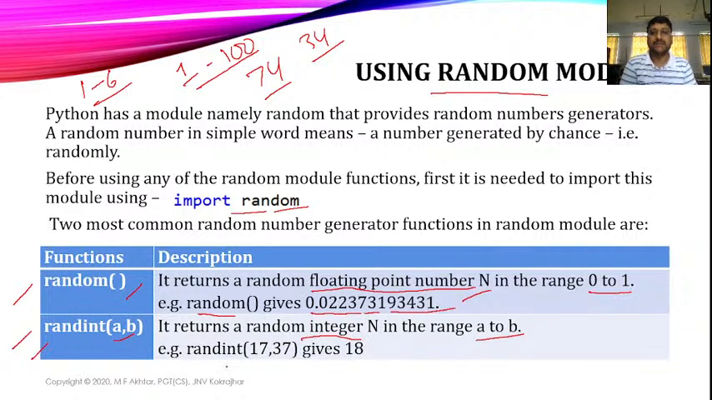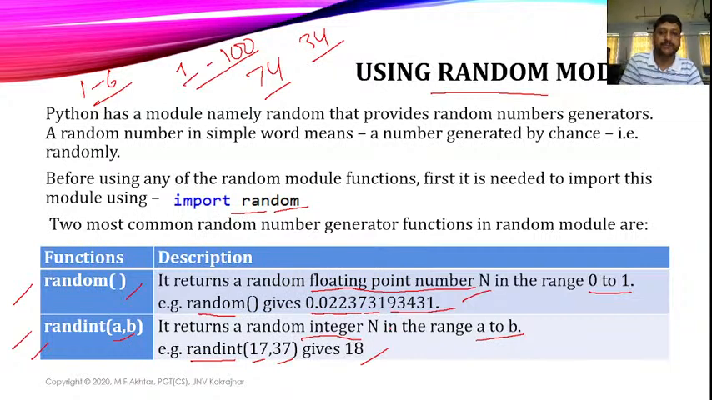Say for example, we are using the randint function and the range we are giving is 17 and 37. Both these numbers are included, which means this function may give you 17 also, and it may give you 37 also. In between, any number will be given, and that number will be of integer type.